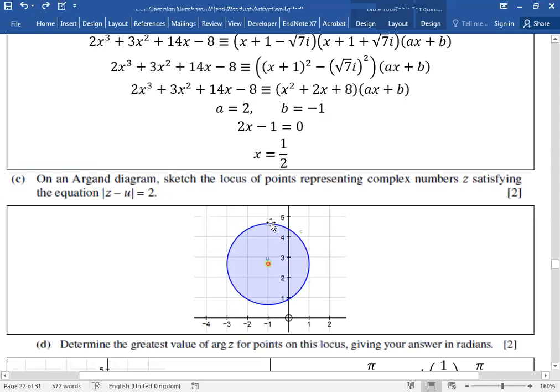If z is at this point, the argument is, you'll make a line from the origin and then you'll measure the angle from the positive x-axis, right? So you keep on moving down, down, down, and the least of the least point, if z is on this point, so this is the point where the argument of z is the greatest. Now, can you find that angle?